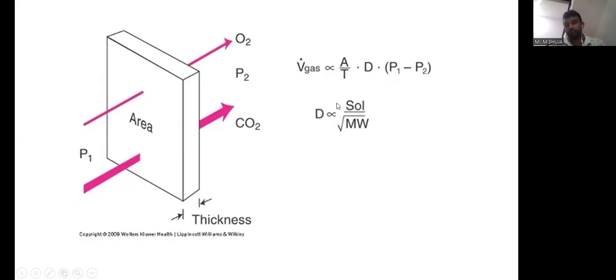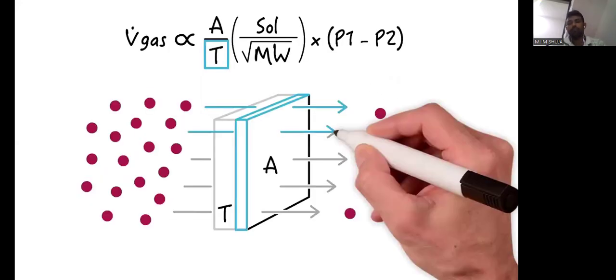Instead of the diffusion coefficient, we can use this equation, and we form an equation like this. So the volume of gas is proportional to the surface area, solubility and pressure gradient across the alveolar capillary membrane. And the volume of gas is inversely proportional to the thickness of the alveolar capillary membrane and the molecular weight.